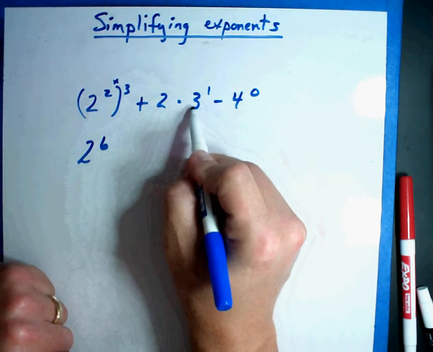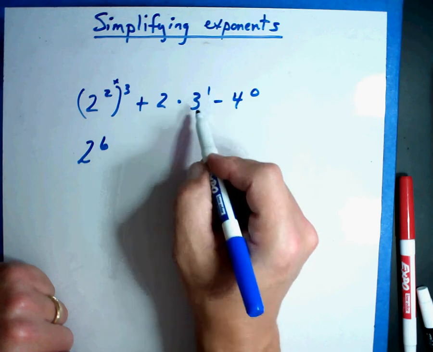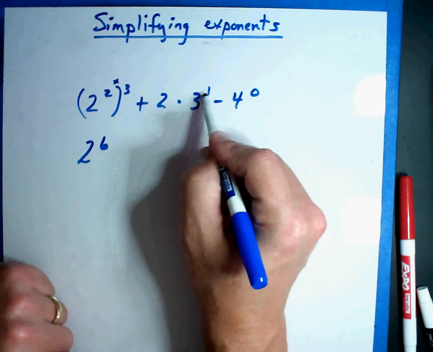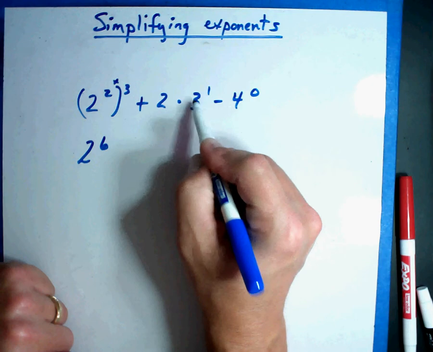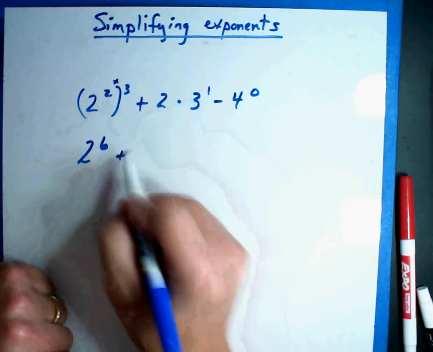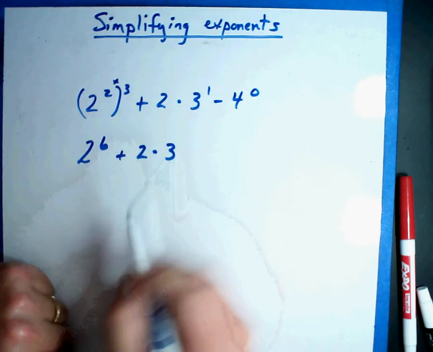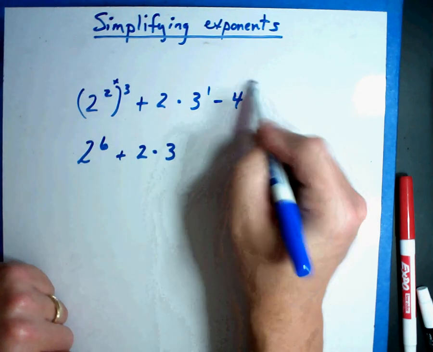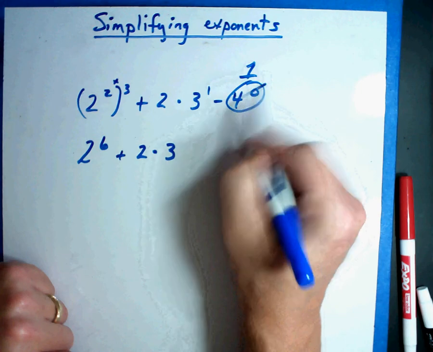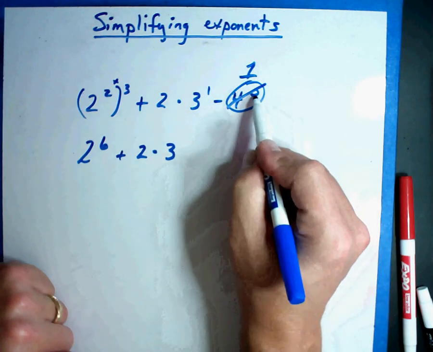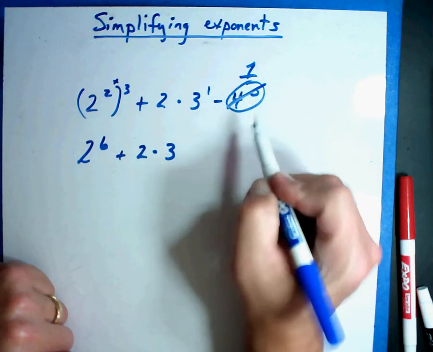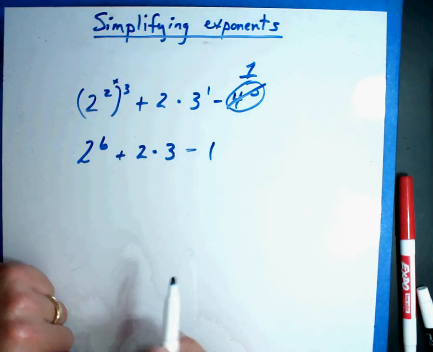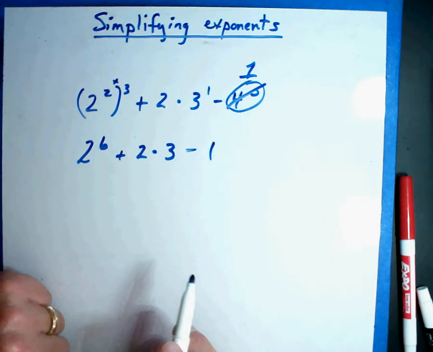And I see 3 to the 1st power. A couple of rules. Anything to the 1st power is automatically that number. So 3 to the 1st power is 3. So that's plus 2 times 3. And anything to the 0 power, that whole answer becomes a 1. Any number to the 0 power becomes 1. Well, I just simplified my life a lot.